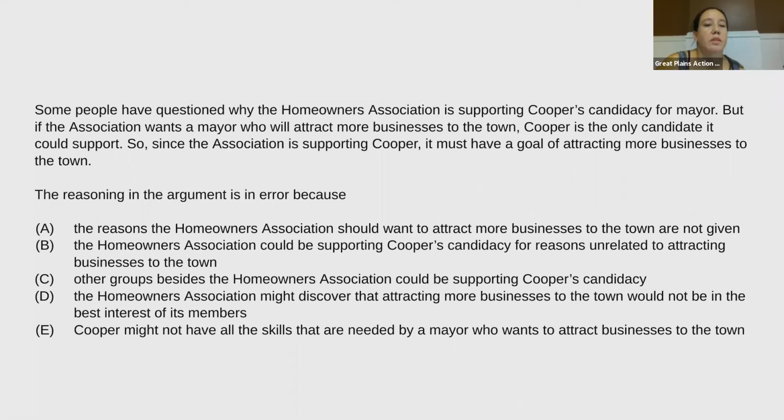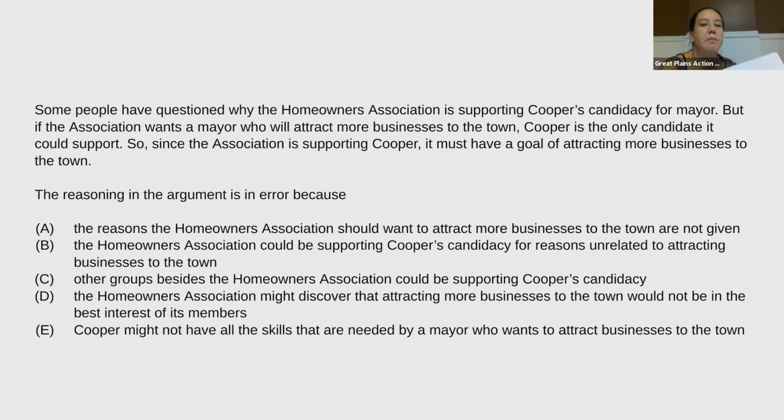Let's look at this one. Let's look at first what kind of question it is. It says the reasoning in this argument is in error because. All right, so we know it's a flaw type question where we're looking for a flaw in the reasoning. So kind of knowing that going into the question.